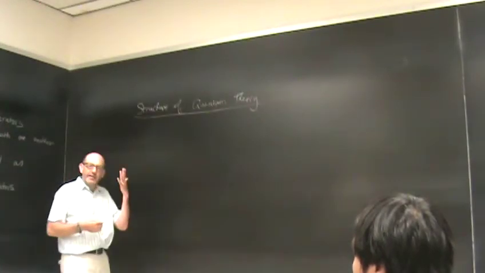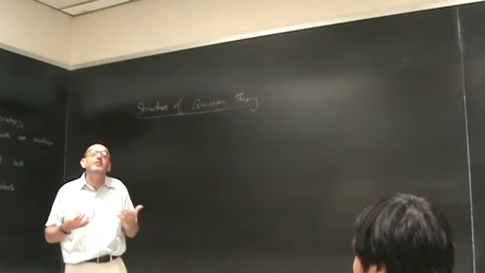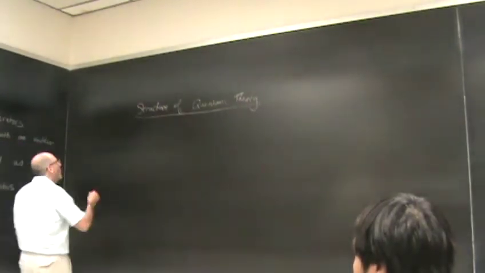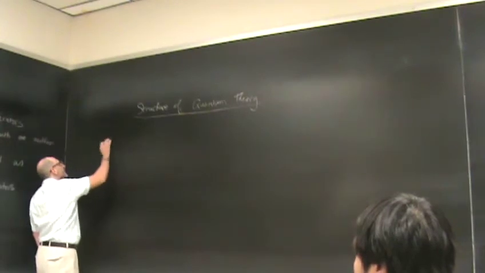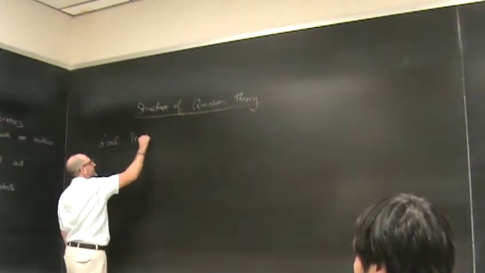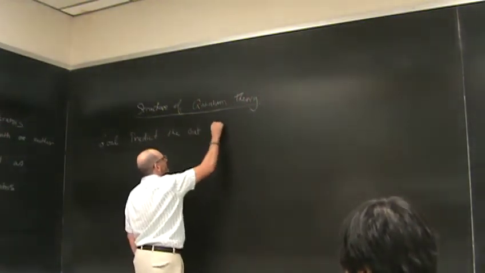But what do we demand from quantum theory? What does quantum theory need to do? Well, the goal is to predict the outcome of experiments.